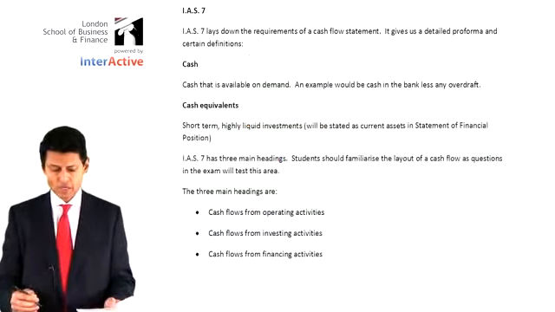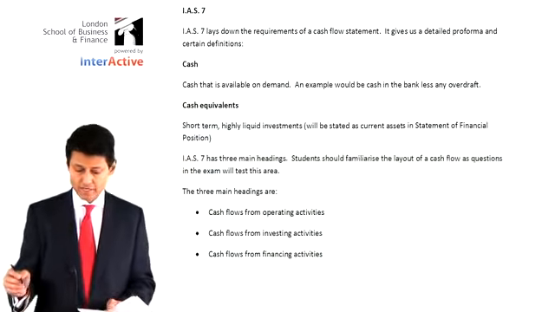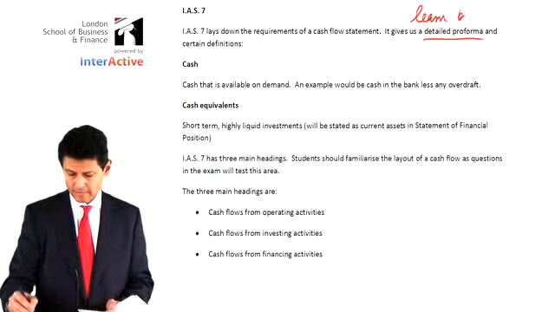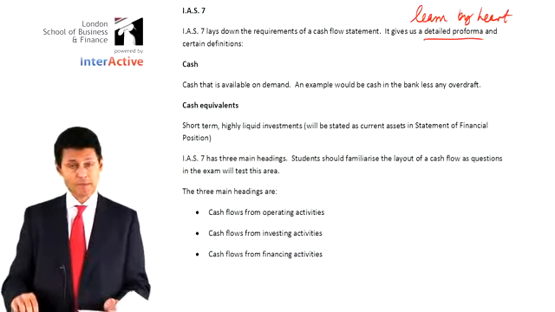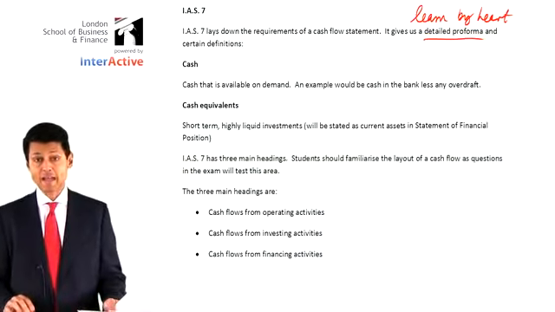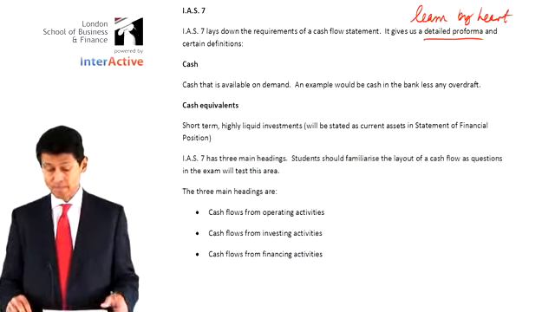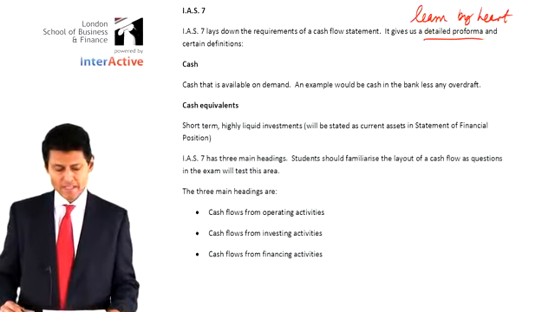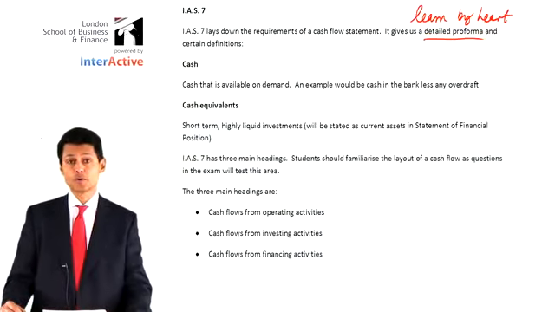IAS 7 lays down the requirements of a cash flow statement. It gives us a detailed pro forma and certain definitions. So you must learn that pro forma. Learn by heart. Sorry about that, but you have to learn it by heart. Little sections of it will be examined repeatedly. So you must be completely relaxed about what is operating, what is investing, what is financing. There are three basic categories, as we will see in a few minutes.